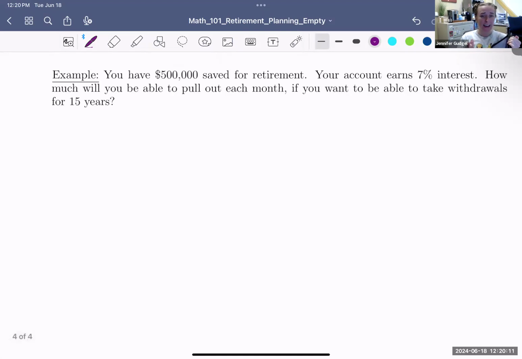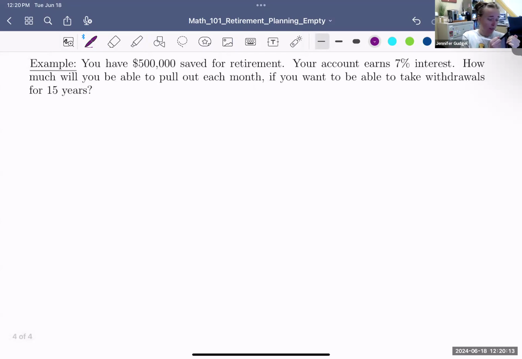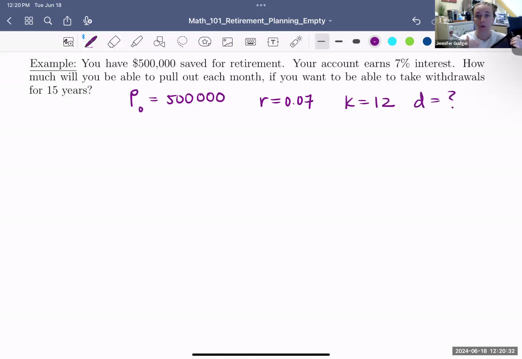We start the account. This is going to be a payout annuity that's starting with 500,000. We're not pulling out 500,000 at regular increments. It's starting with $500,000. It has a rate of 7%, that's 0.07. They want to know how much can we pull out each month? What is that withdrawal amount, that D value, going to be if we are pulling out 12 times in a year for 15 years?